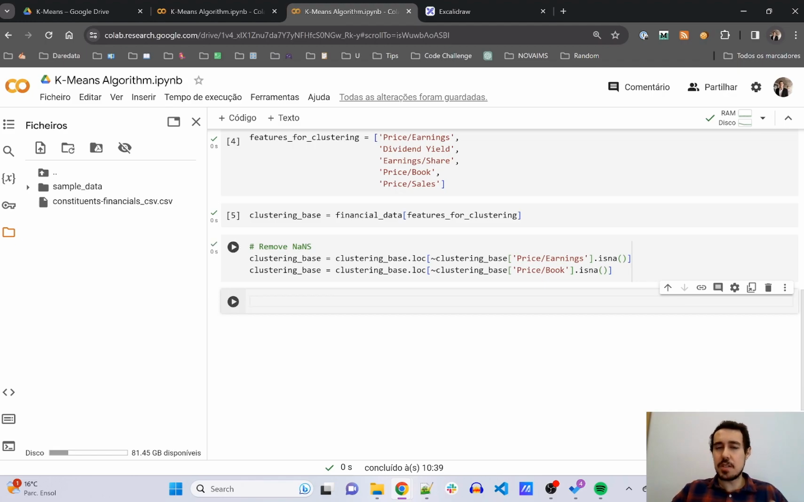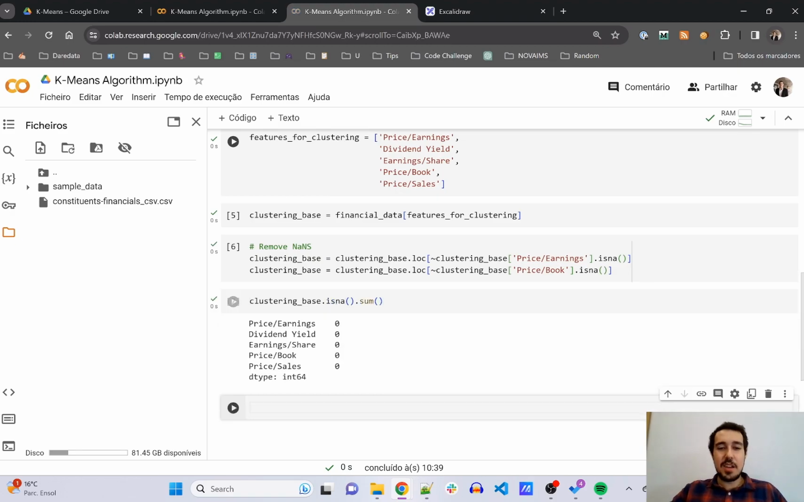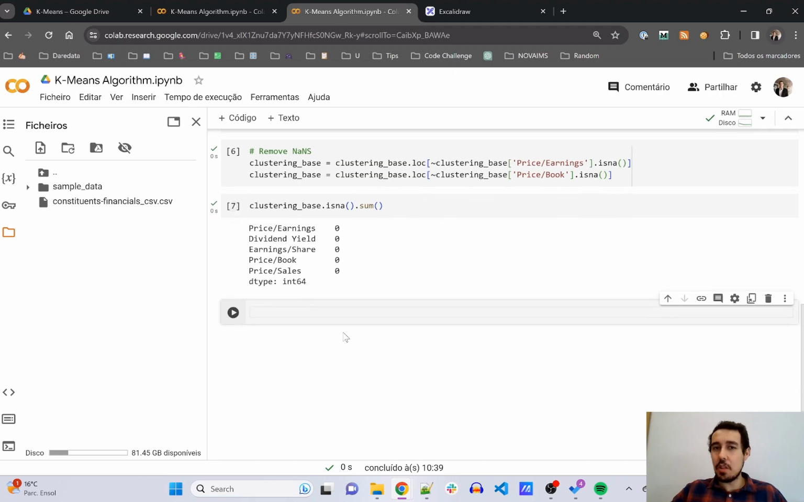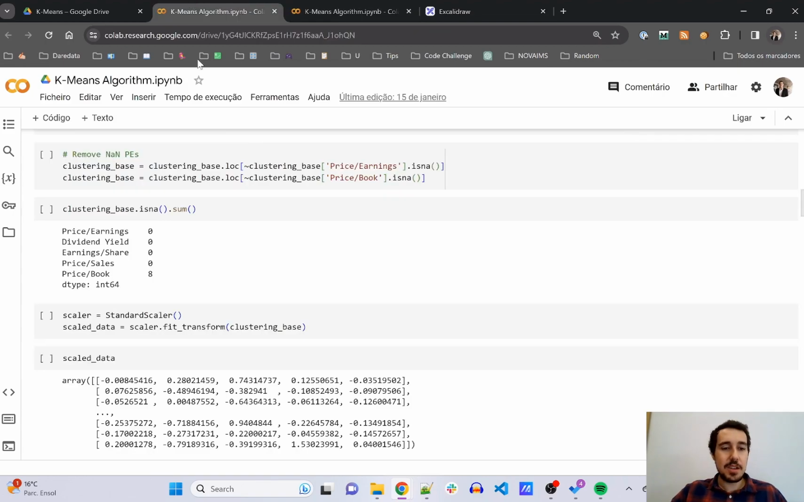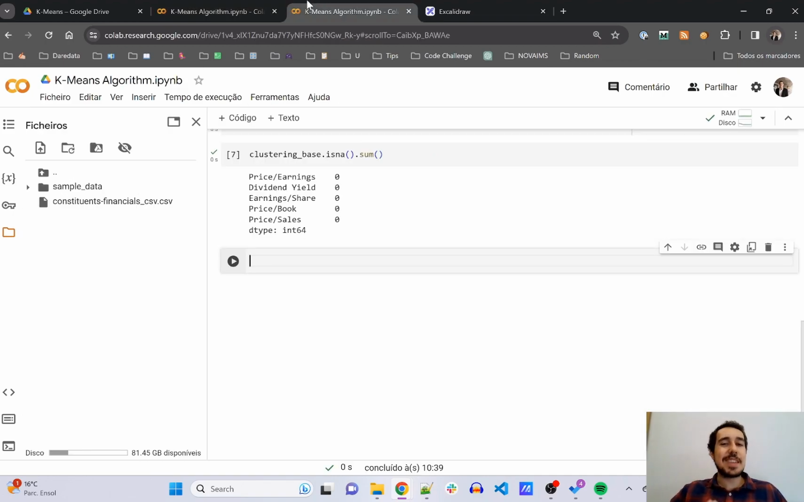Okay, and I think there are 10 rows or something like that. Let's just check for our consciousness how many NAs we have. We have no nulls, because you can't fit any solution here in scikit-learn with nulls. It will immediately trigger a warning. And now we'll need to scale our data.